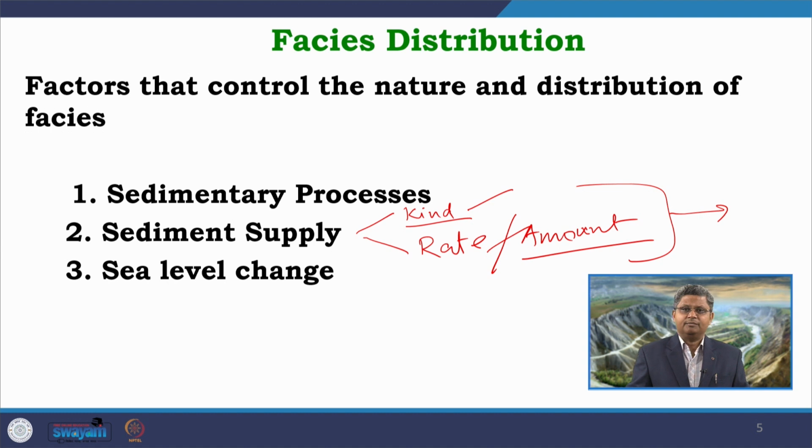Third component is a very important component, sea level change. Sea level change is one of the primary factors that controls depositional conditions and processes in a major part of the basins. I can give you just one small example over here.